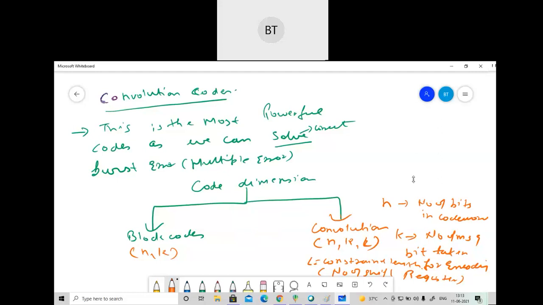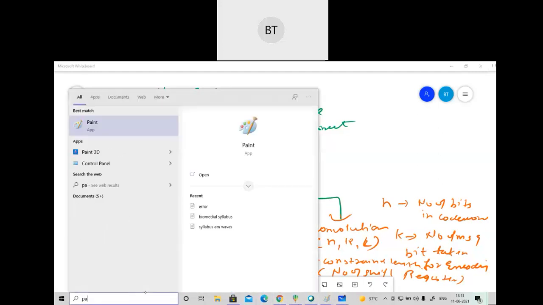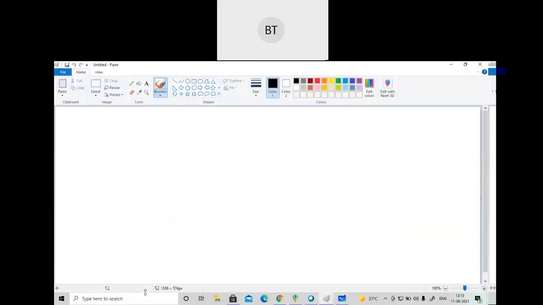Now we will solve one problem. After this, whatever doubts you have will be cleared. So now I'm going to give a problem based on the convolution code. Let's see how we are going to deal with it, and then we will see what parts we are going to discuss in the convolution code. So suppose the problem is like this.